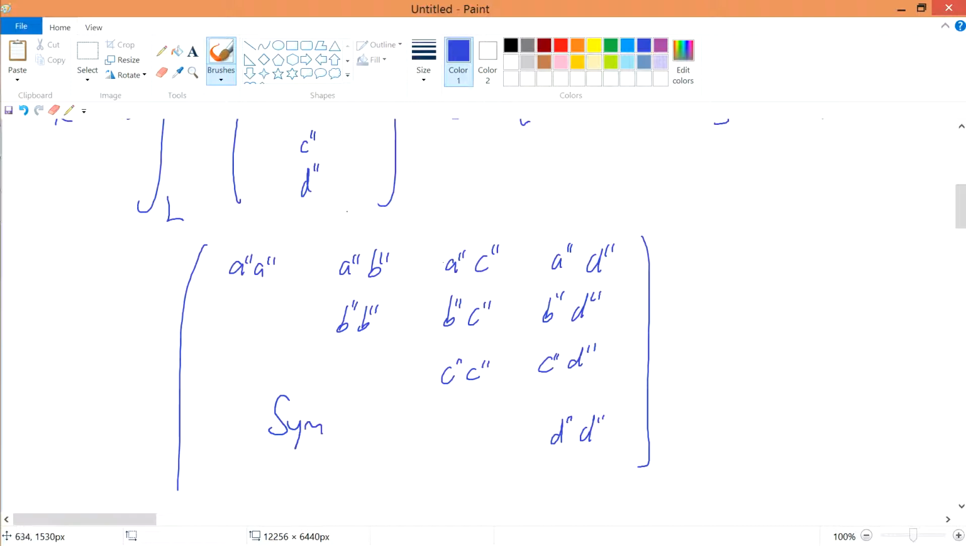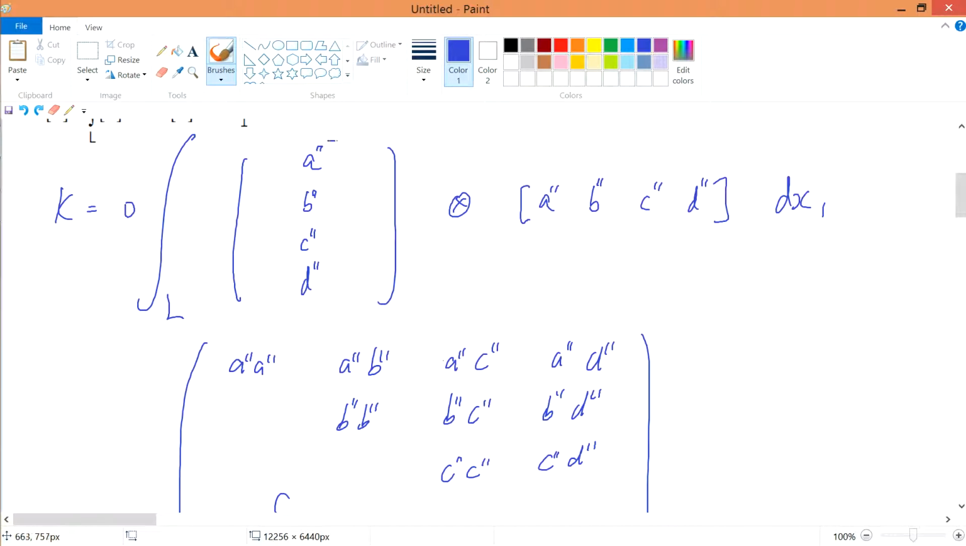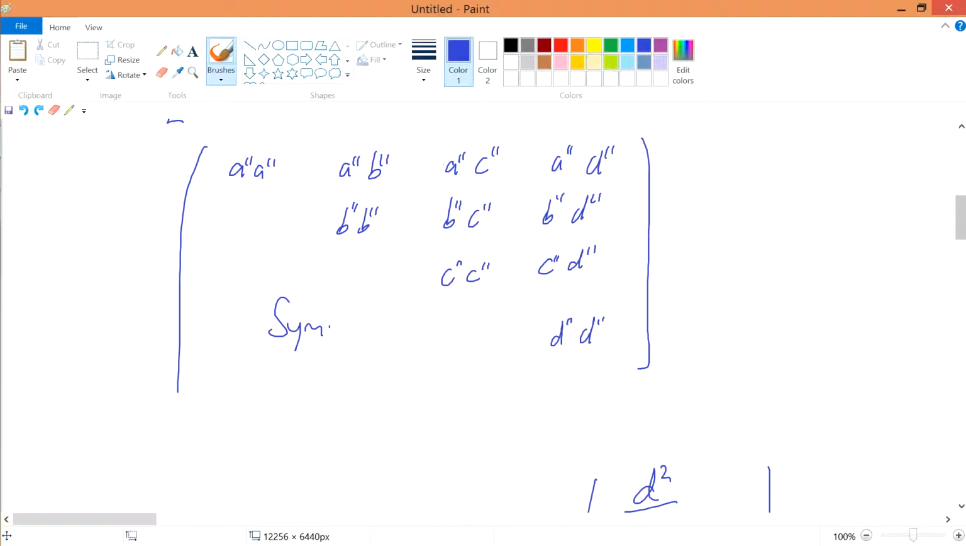This is symmetric, because b prime prime times a prime prime equals a prime prime times b prime prime. We showed and proved that this thing over here is the transpose of this thing. They are the same. Be it b prime prime times a prime prime, or a prime prime times b prime prime, they are the same. So I'll just write this in terms of symmetry now. This is just the understanding.